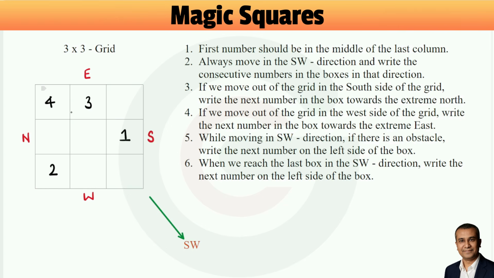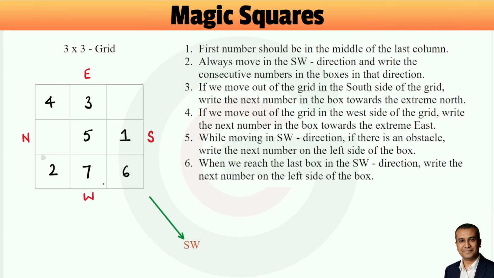Now again from 4, move diagonally towards the southwest direction, write 5. Again from 5, move towards the southwest direction, write 6. Now we have reached the last box of the grid in the southwest direction. So rule number 6, when we reach the last box in the southwest direction, we have to write the next number just beside that in the left side, that is 7.